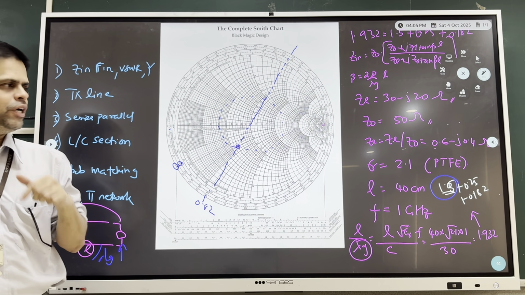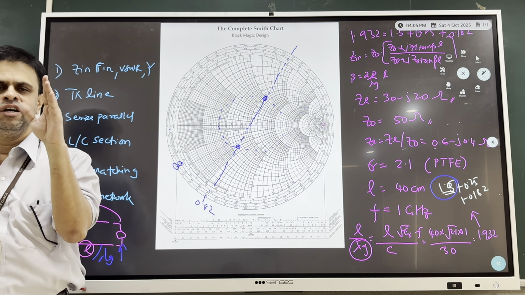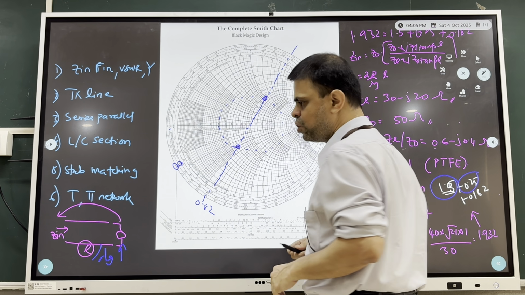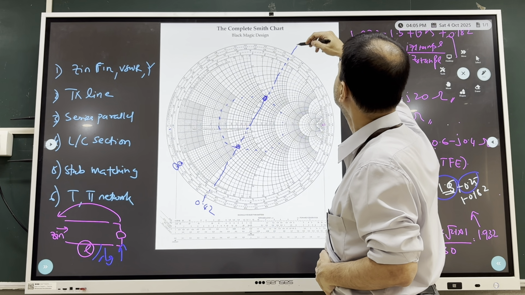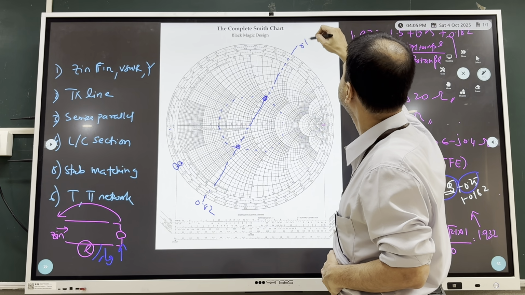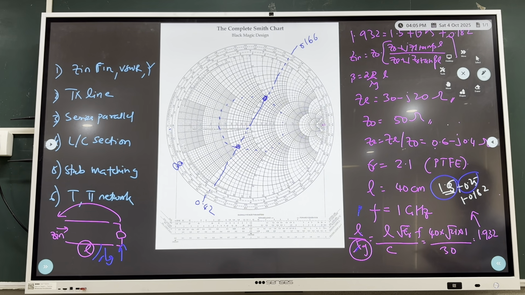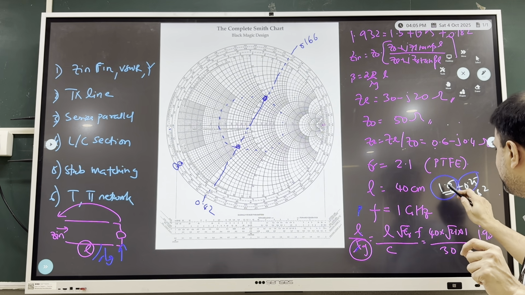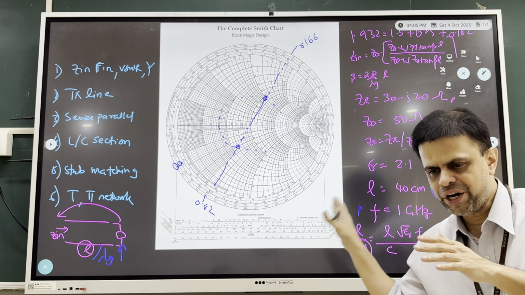When I move from here to here, I am traveling a distance of 0.25. So 0.25 is removed. Now just read what is written over here for wavelength towards generator. It is around 0.166. Extend that line towards the upper line and then read that value. It is 0.166. That is the point you have arrived at after traveling 1.5 plus 0.25.